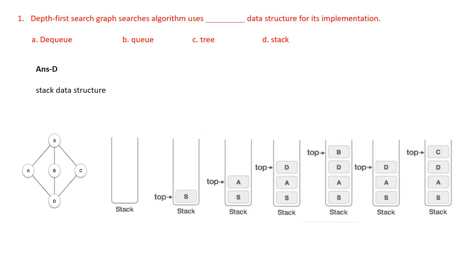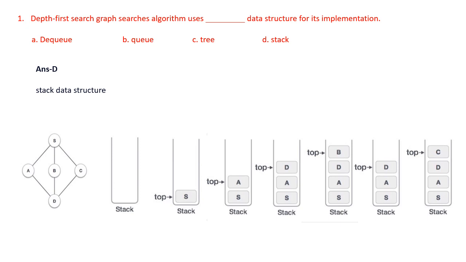The first question is, this first search graph uses which data structure for its implementation? So the answer is a stack. I have added a graph to explain this question. In the graph we have 5 vertices S, A, D, B and C, and we are starting the depth first search algorithm from the S vertex. So we will go in the depth. First we will start from the S, then we push it into the stack, and then we visit the A because it is adjacent to S, and then from A we will go in the depth.